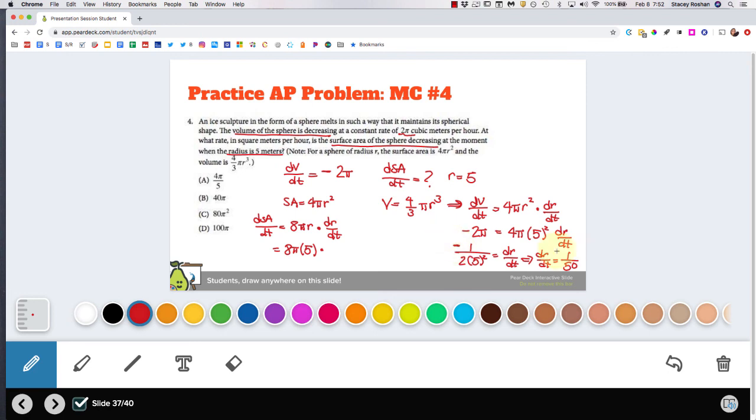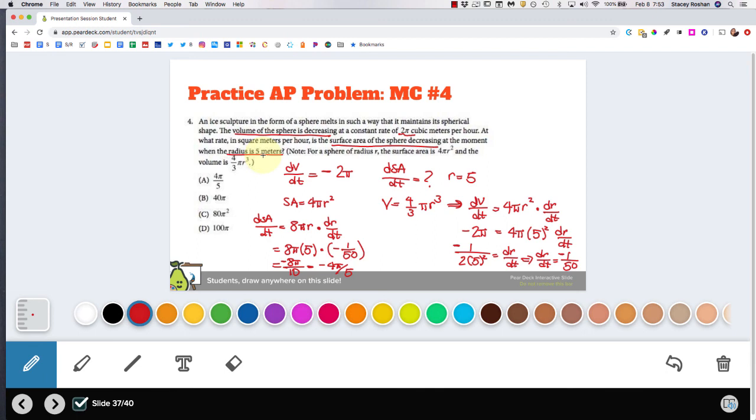And I just realized I lost my negative because there was a negative there. So it's negative 1 over 50. So I'm going to replace that here. And then I can just simplify. So I have a 5 divided by a 50. I have a 10 on the bottom. So 8 pi over 10, and it's a negative, or negative 4 pi over 5.